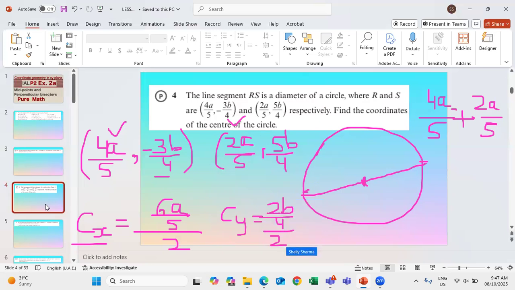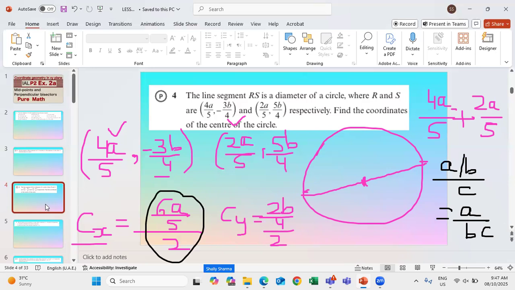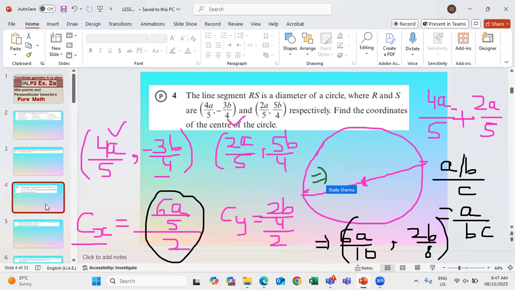Now mostly students get stuck here because it is like a fraction a over b divided by c, and it can be written as a over bc. Do not take any reciprocal stuff here. So here this 6a over 5 divided by 2 will become 6a over 10, and the other will be 2b over 8. But as you see, you can simplify this. So my final answer is 3a over 5, comma, 2b over 8, that is b divided by 4. So this will be the answer.